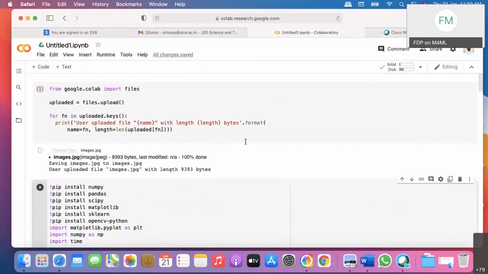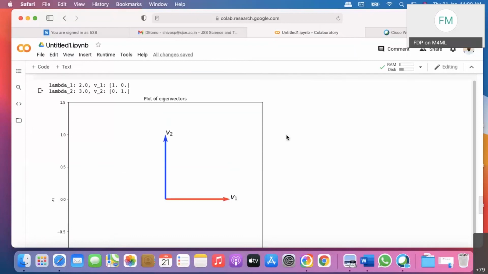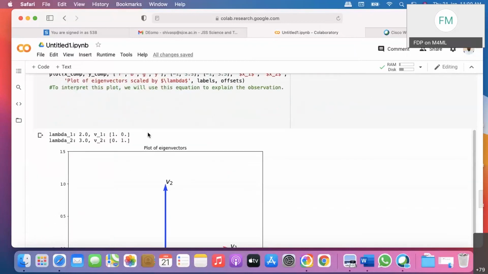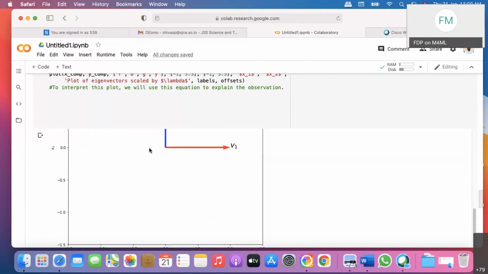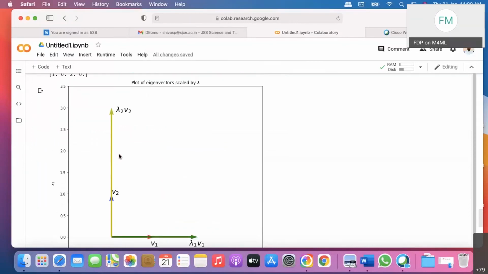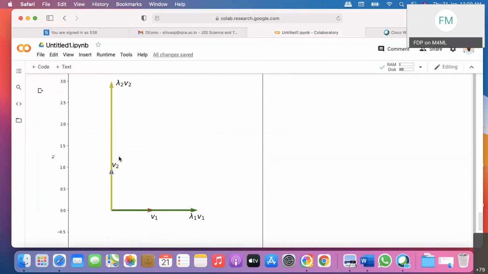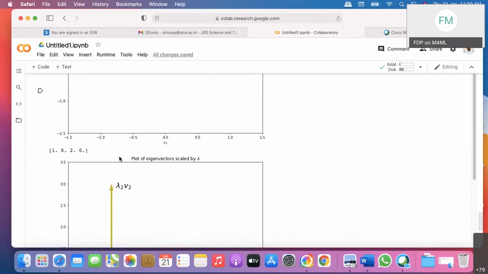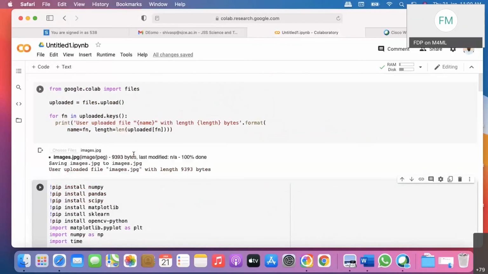Basically, here we are going to load an image. Before that, just to show you how the eigenvalues can be computed, we can straight away run this and we'll get a result like this: the vectors which are scaled by the lambda values. Now for SVD, we have two options: one is for square matrices and another is for non-square matrices.